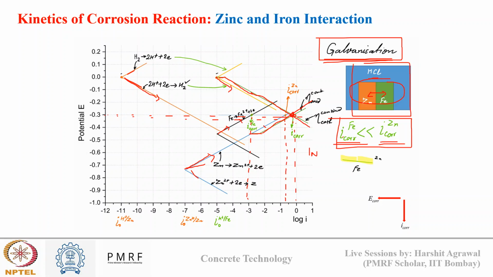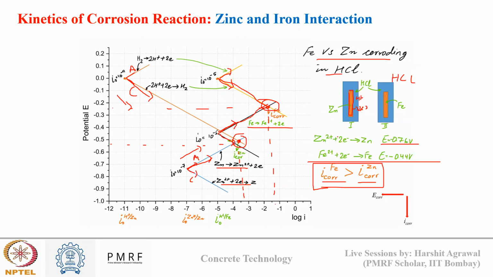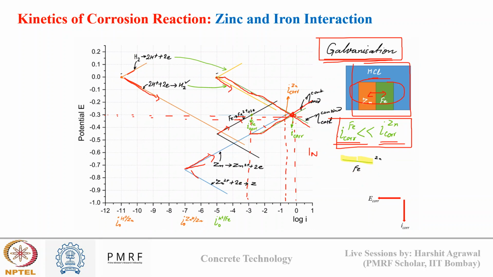corrode instead of iron. Okay, so using the Evans diagram and the mixed potential theory, we are able to understand how multiple electrodes, if they are present in the same medium, respond to the medium, which one will corrode more, which one will corrode less, and how they will perform if they are connected together.